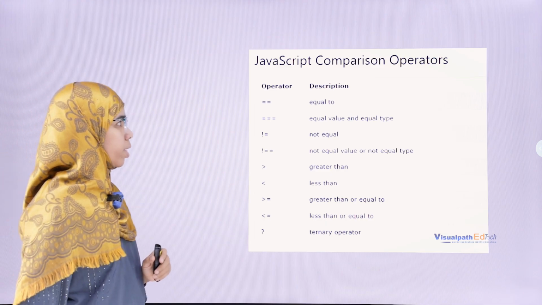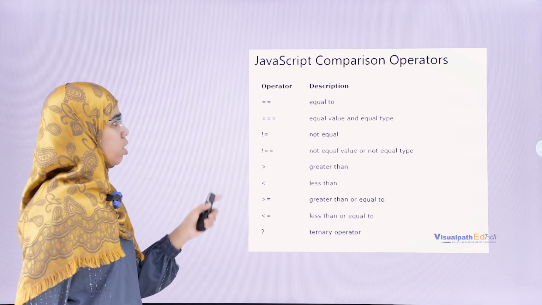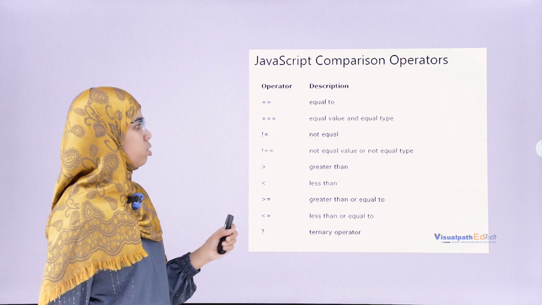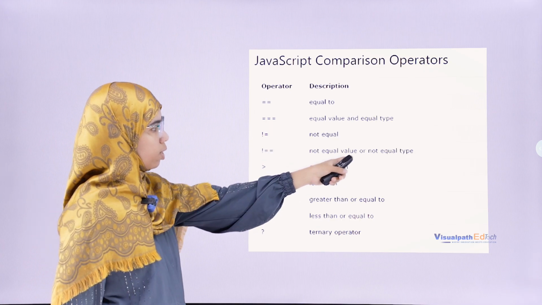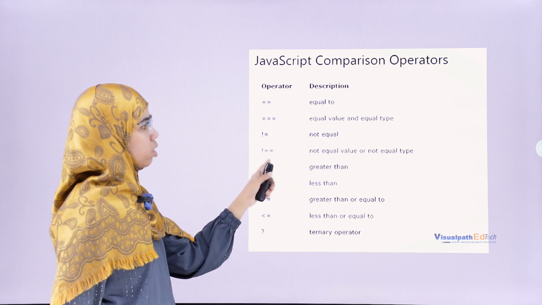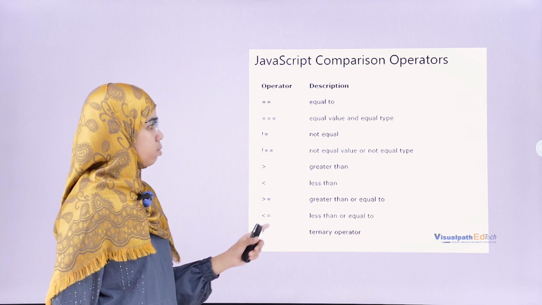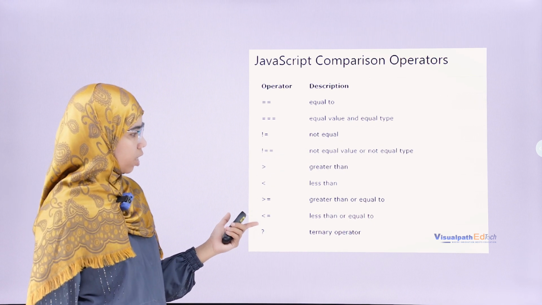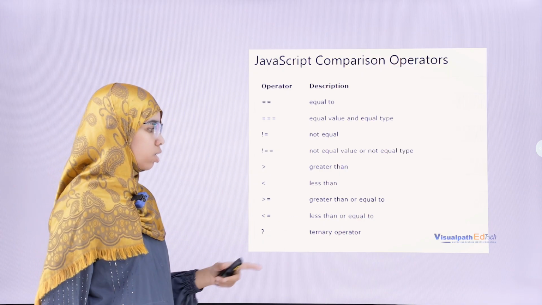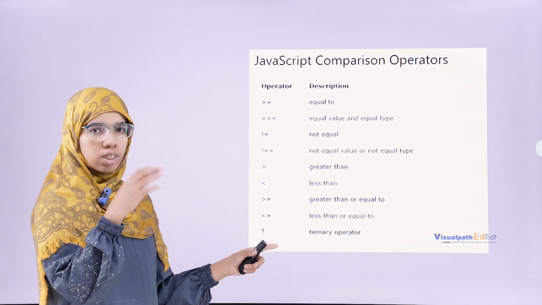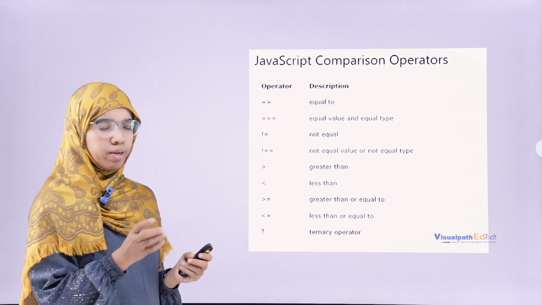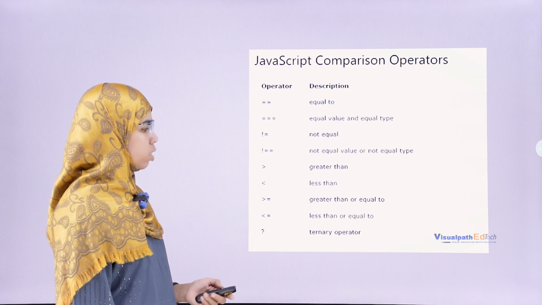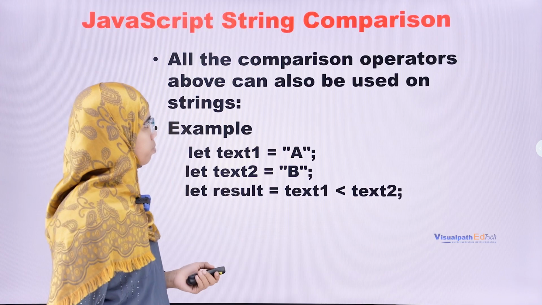Now coming to the comparison operators. You see, equal value, and equal value and equal type, we are using triple equal to here, not equal to value, or not equal to value or type. Type also we are checking similarly. So that's how we are going to check it. Greater than, less than, greater than or equal to, less than or equal to, and this is a ternary operator where logical conditioning will be there with respect to the true and the false case. So we will be using the question mark as the ternary operator there.